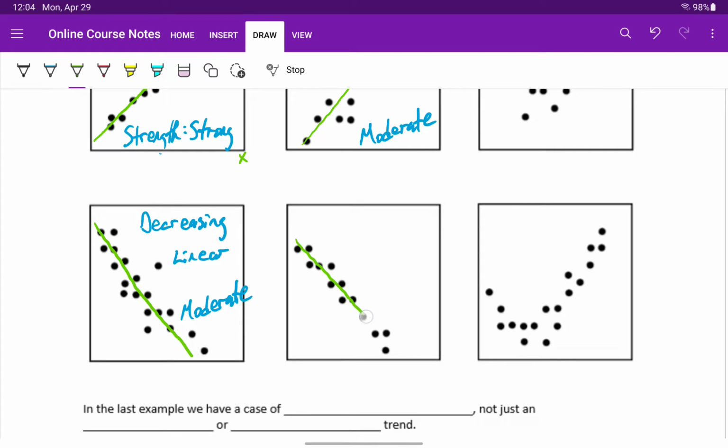With our next graph, we see something that is, again, decreasing and linear, but we have a much stronger level of strength, a much tighter pattern to that straight line that we're approximating or visualizing.